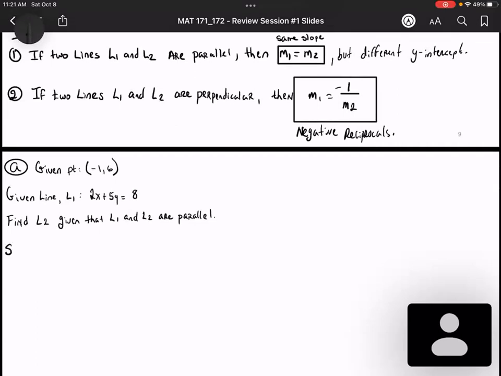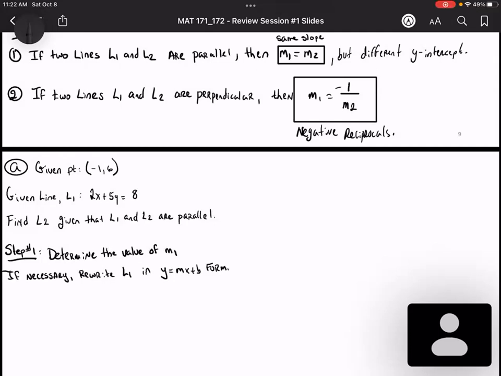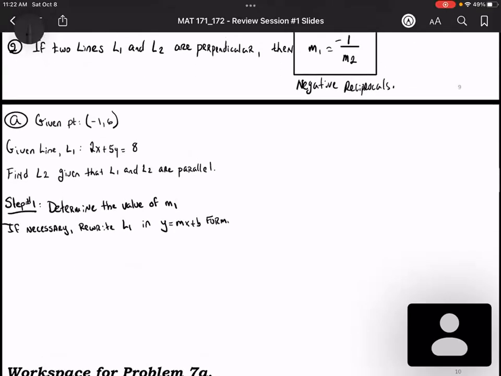So step 1, determine the value of M1. If necessary, rewrite L1 in y = mx + b form. So here's the case where you have to rewrite the given line, L1, in y = mx + b form. The equation was 2x + 5y = 8. How do I rewrite this equation in terms of y?